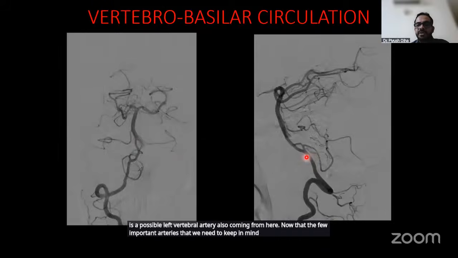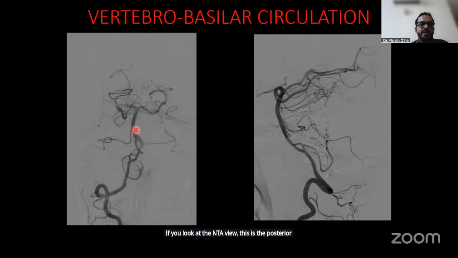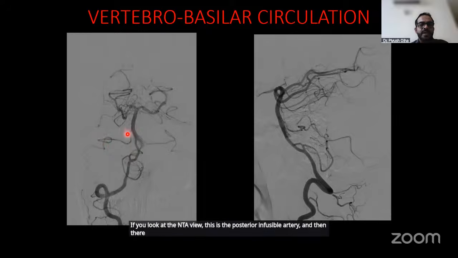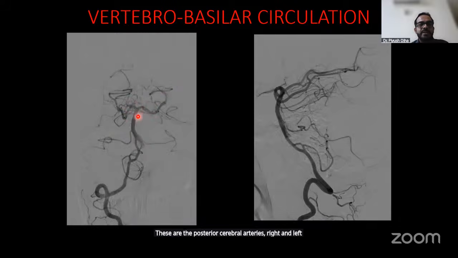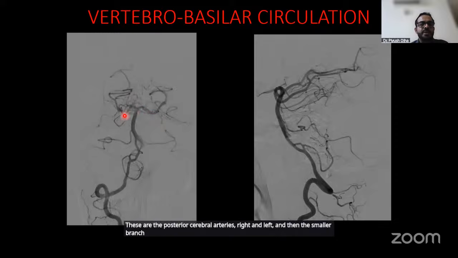If you look at the lateral view, this is your PICA, or the posterior inferior cerebellar artery. If you look at the anterior view, this is the posterior inferior cerebellar artery. And then there are two side-by-side arteries, which are your anterior and anteroinferior cerebellar arteries. These are the posterior cerebral arteries, right and left. And then these smaller branches are superior cerebellar arteries.